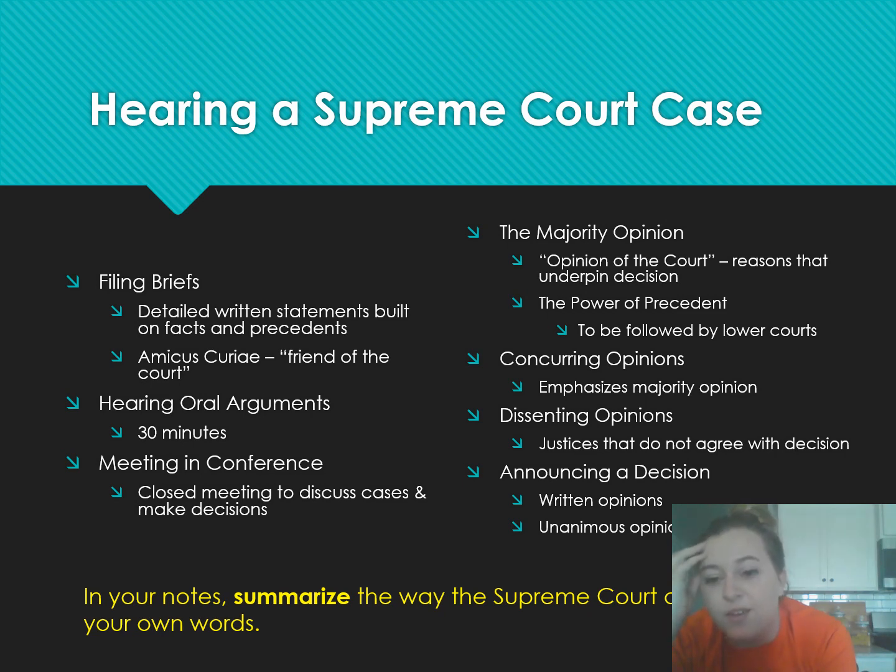Ruth Bader Ginsburg is known for wearing a like blinged out jeweled collar on the days that she publishes a dissent. So I don't know, kind of her funny tradition. But dissenting opinions will often be looked back on when similar cases come up in the future. And then to announce the decision, like I said, they publish those written opinions. Unanimous opinions are usually written by the Chief Justice as well. And then those are published online for everyone to access.